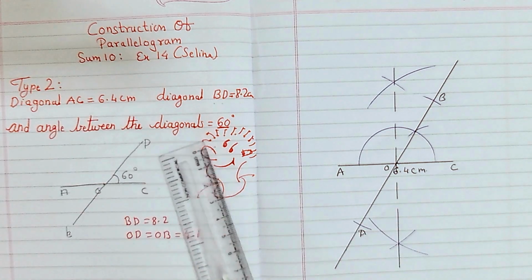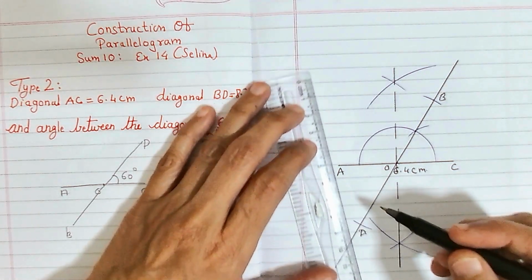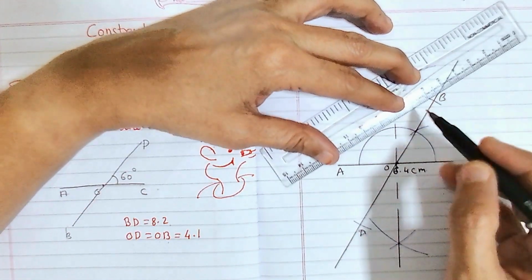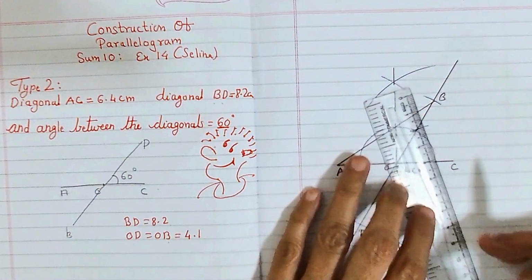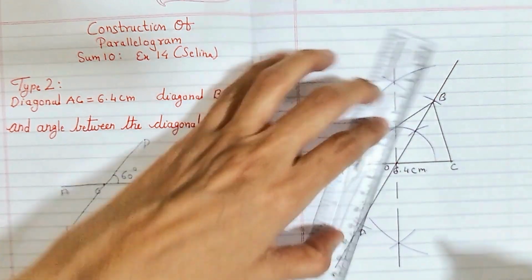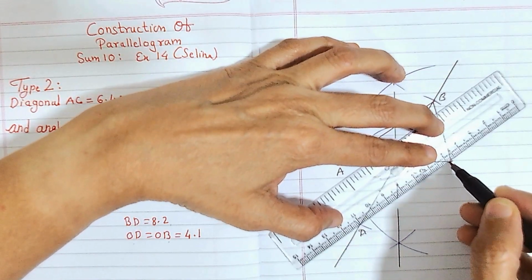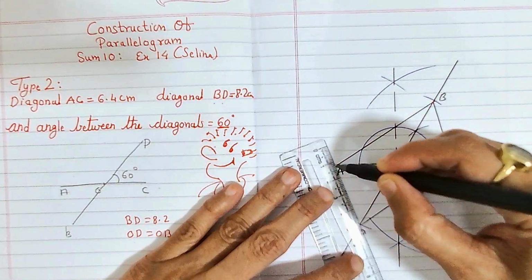Almost the parallelogram is ready. We just need to join the points. So let us go in order. Join AB, join BC, join DC and join DA.